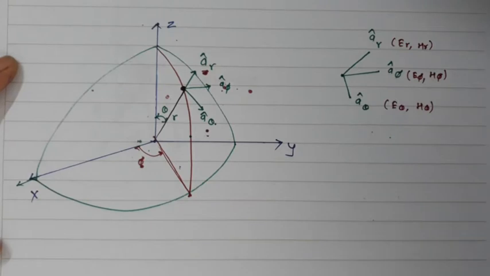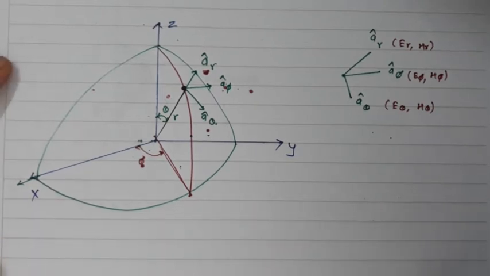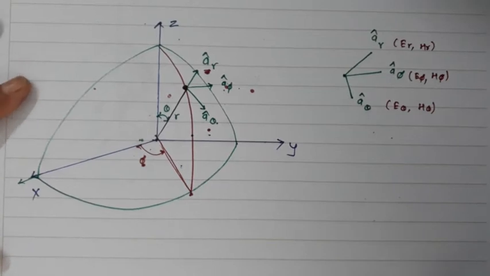Next is how we are going to find the spherical coordinates. Suppose I am talking about a vector A in this particular coordinate system; the vector A in the spherical coordinate system may be expressed.